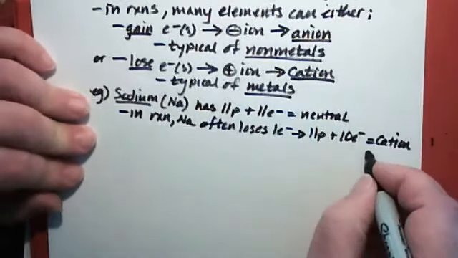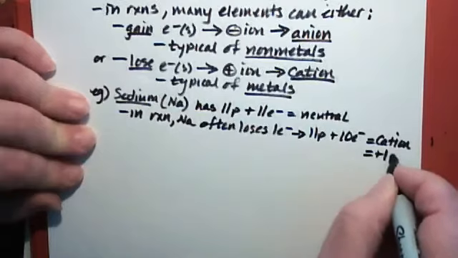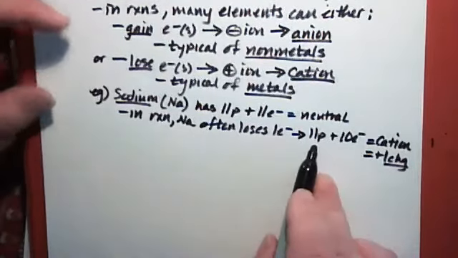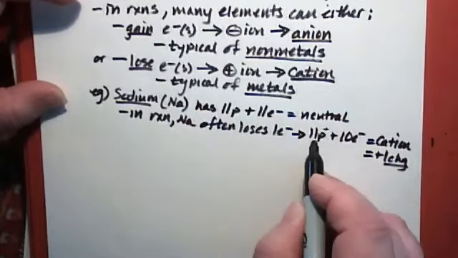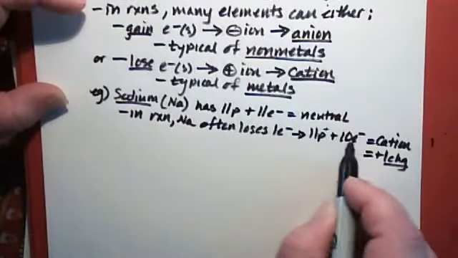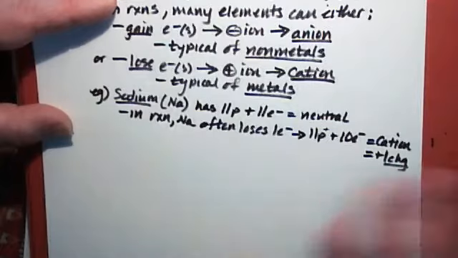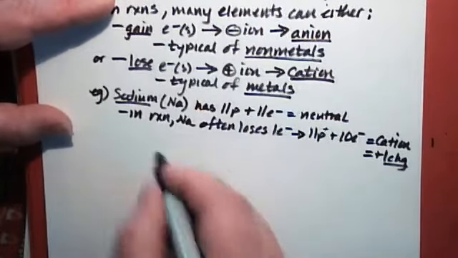That makes it a cation with a plus one charge. It's plus one because it has 11 positive charges and only 10 negative charges. So there's a positive charge left out that isn't being canceled out.